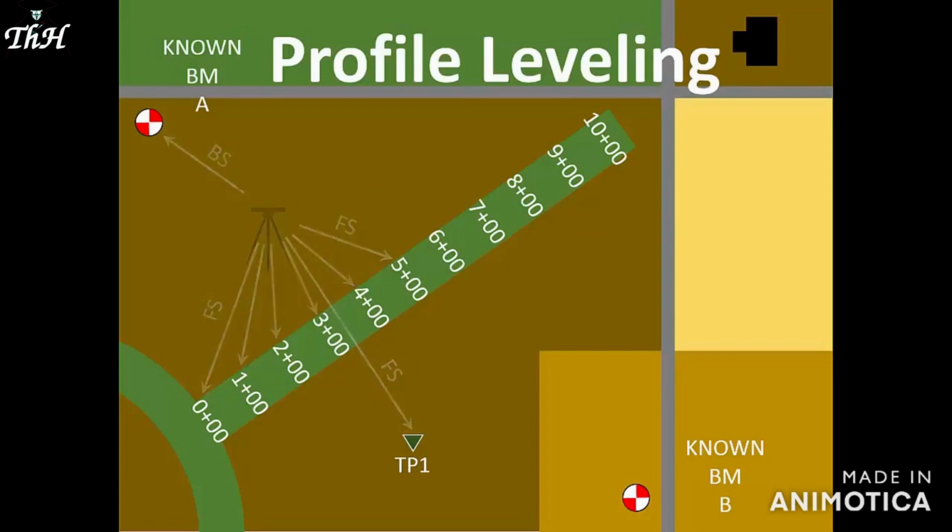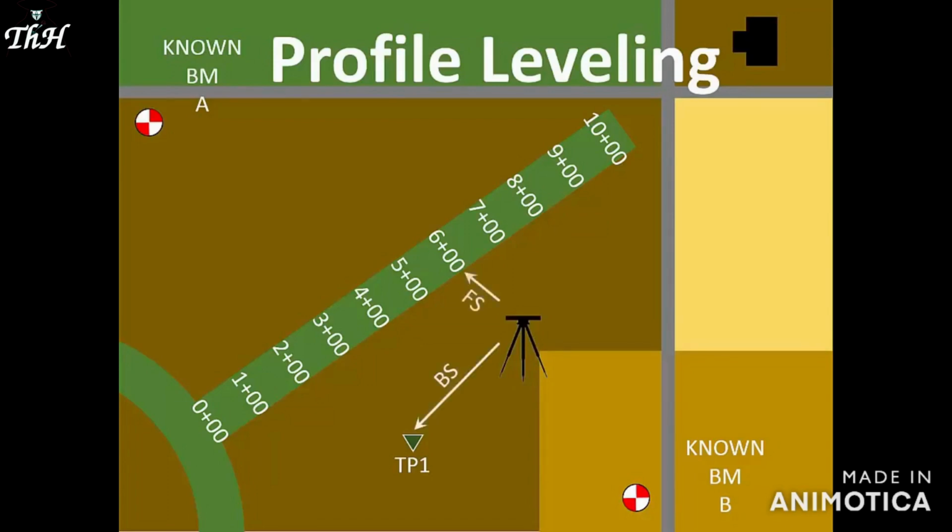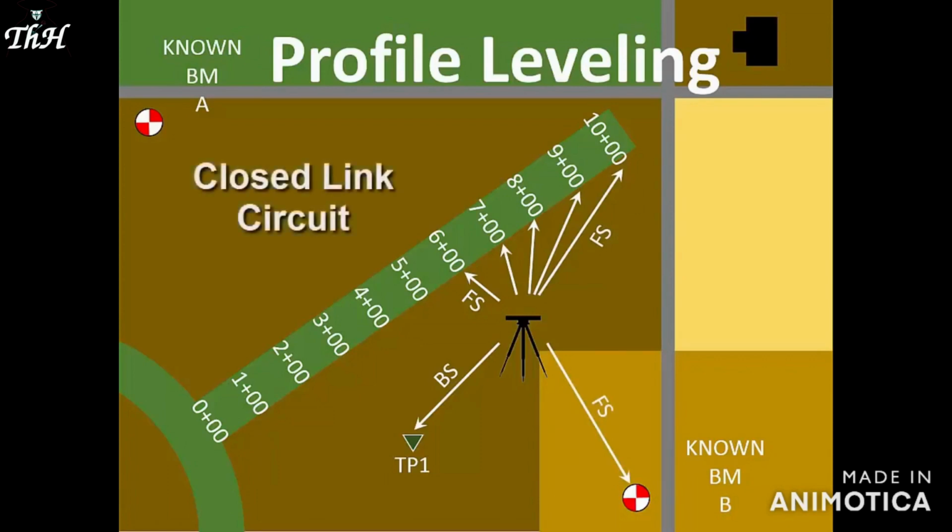After reading the foresight at the turning point, we'll move the instrument where we can see the turning point and the remaining station marks. With a backsight reading taken at the turning point, we're ready to read foresights on the waterway stations. There is another benchmark nearby, so we'll close our level circuit there with a final foresight reading. Since we didn't return to the starting benchmark, this is now a closed link circuit. That's how the process will look.